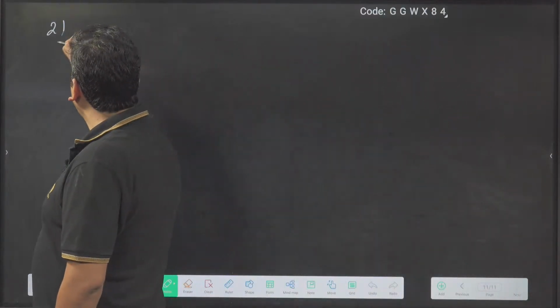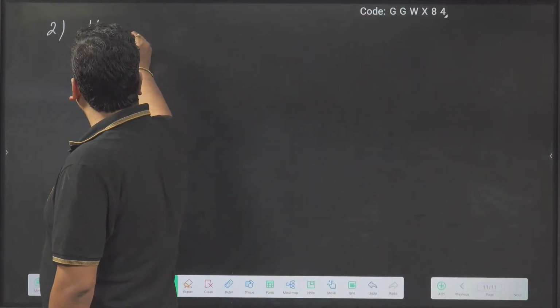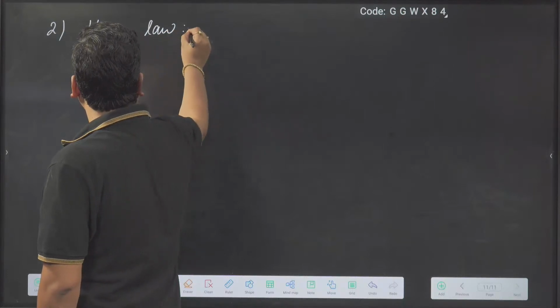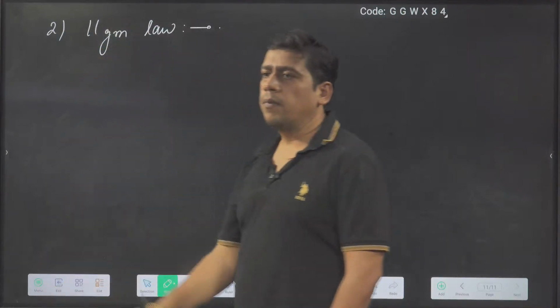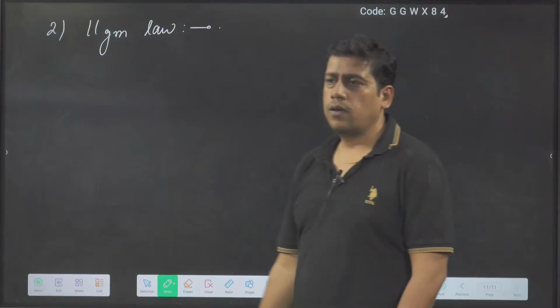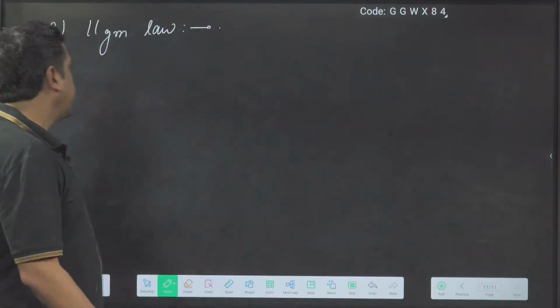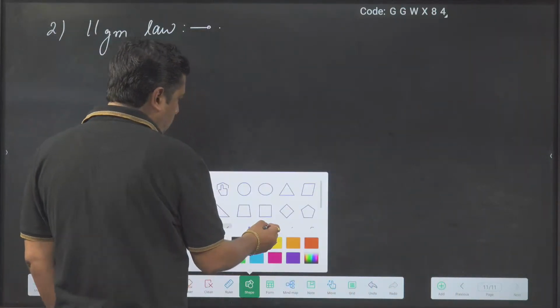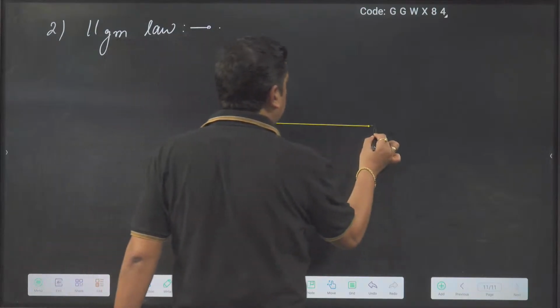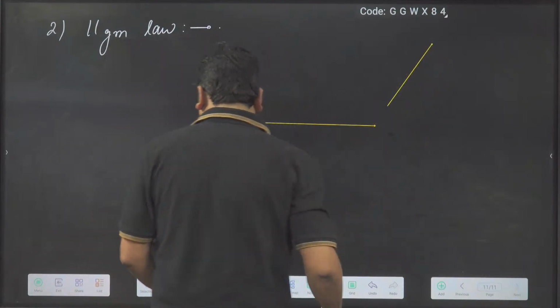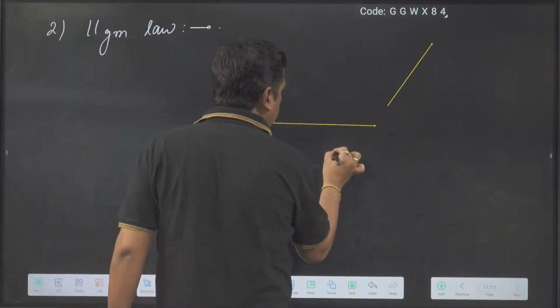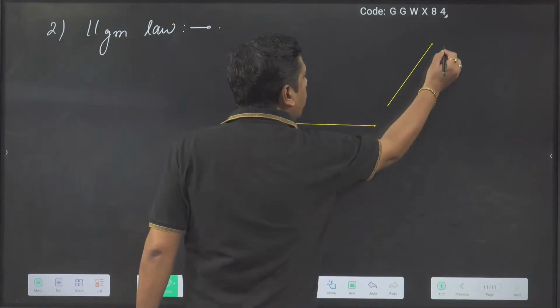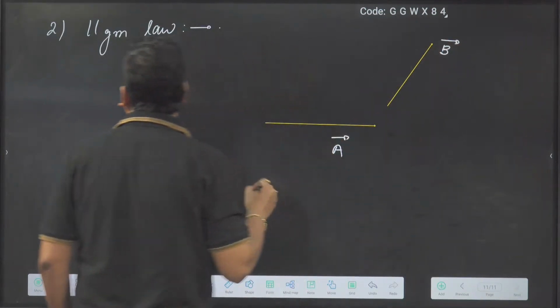Come to the second law, which is parallelogram law. What is the rule of parallelogram law? Let's draw the vectors like this only. Like in the previous case, this one is A vector, this one is B vector.